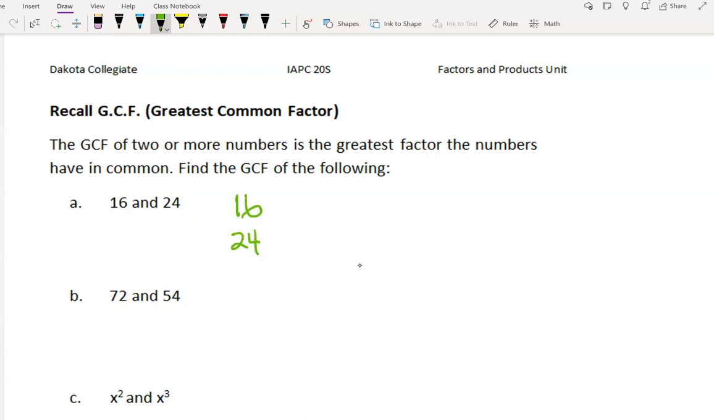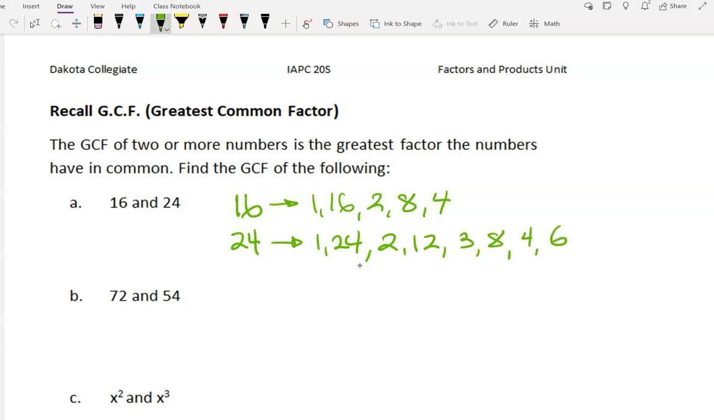I'm going to write this out. I don't think you would need to do this, but can you write out the factors of 16? Well, there is 1 and 16, there's 2 and 8, and there's 4 and 4. How about 24? 1 and 24, 2 and 12, 3 and 8, 4 and 6. All of those numbers go into 24 evenly. What's the greatest common factor? What's the biggest number that goes into both? 8.